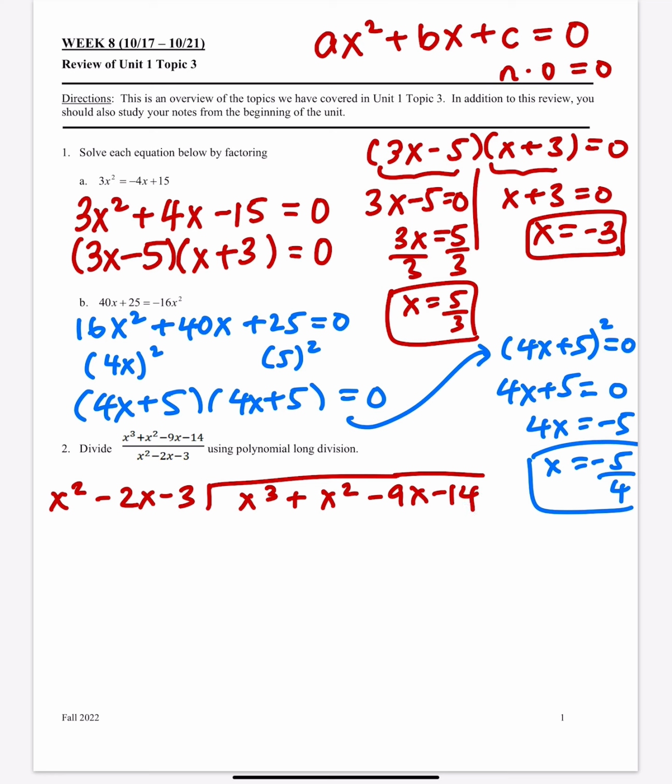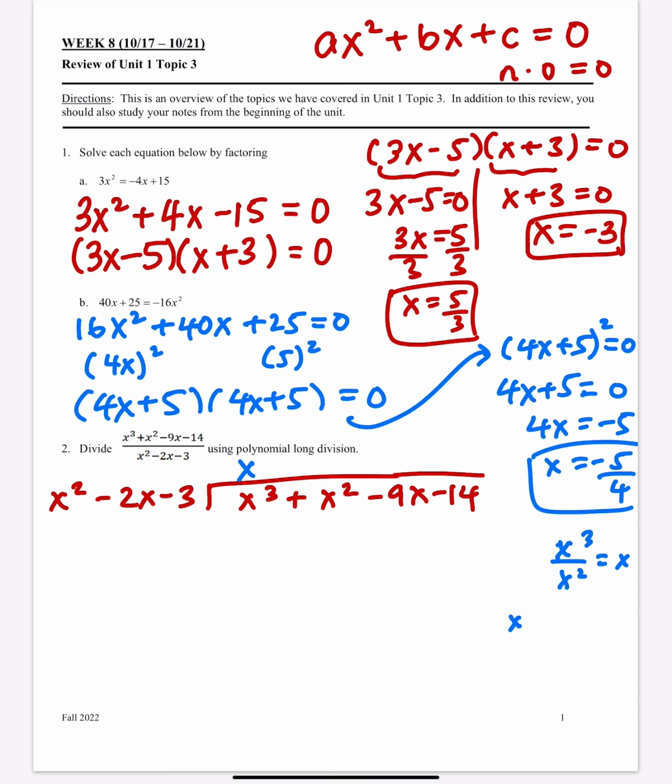So the first thing you want to do is look at the leading terms, x squared and x cubed. Let's do the work on the side. x cubed divided by x squared is x, because 3 minus 2 is 1. It's like saying x to the power of 1, which is simply x. So this goes on top. That is x.